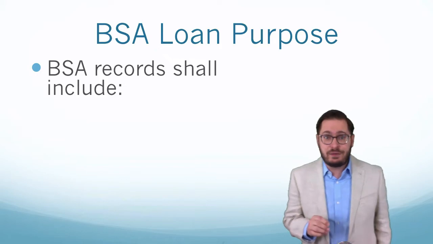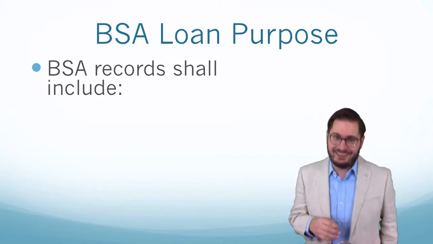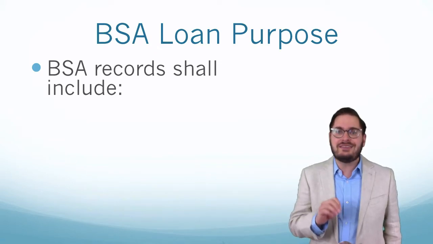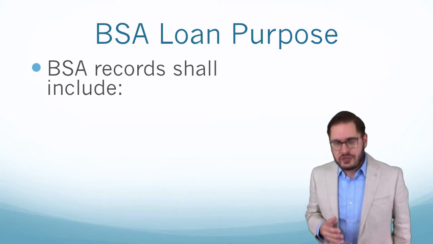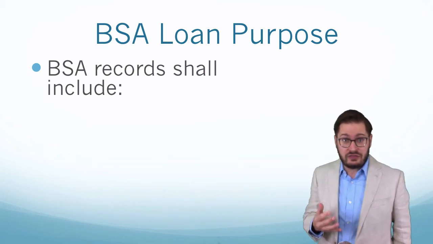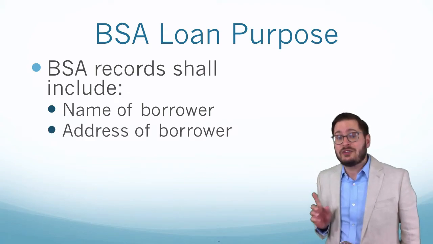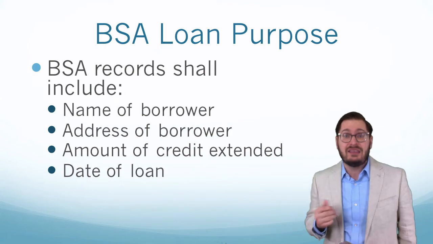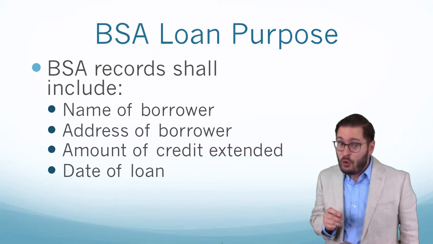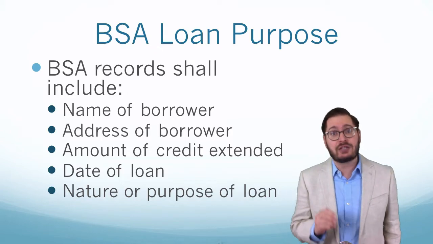Now in Appendix P of the exam manual from the FFIEC, it says that BSA records shall include a number of things. So for those of you who are auditors, this should be your checklist. First of all, it would include the name of the borrower, the address of the borrower, the amount of credit extended, the date of the loan, and of course, the nature or purpose of the loan. So that is the actual requirement.